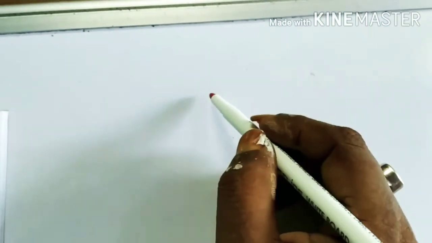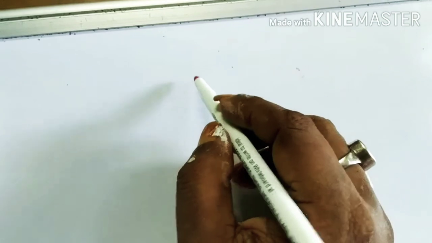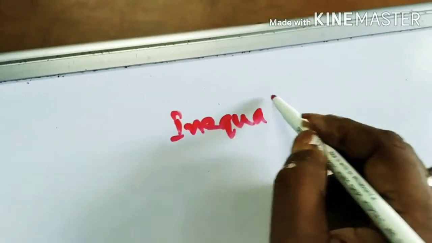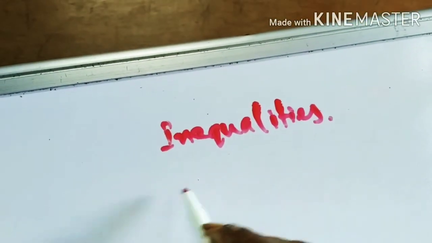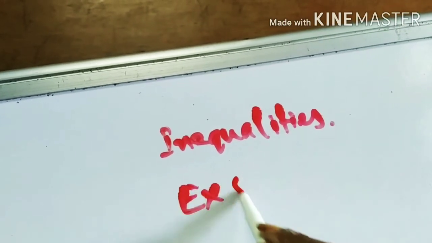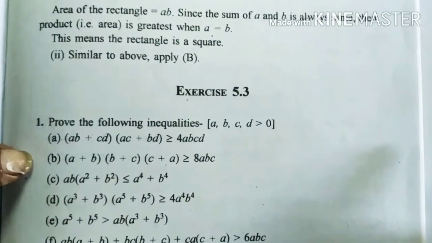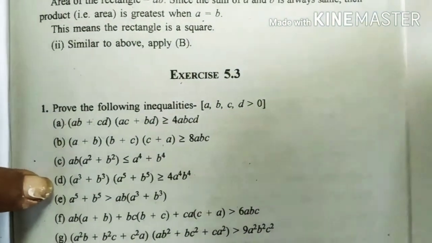Class 9 advanced maths. The chapter is inequalities. Now I am going to start exercise 5.3. I have already done question number 1 A and B for you. Now I am going to question number 1D.